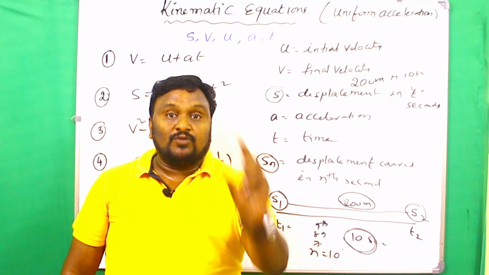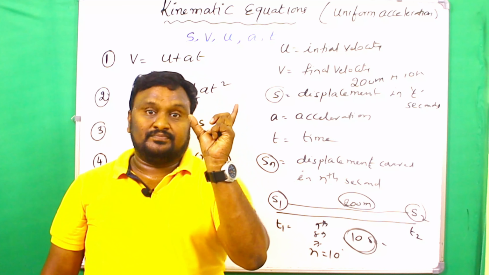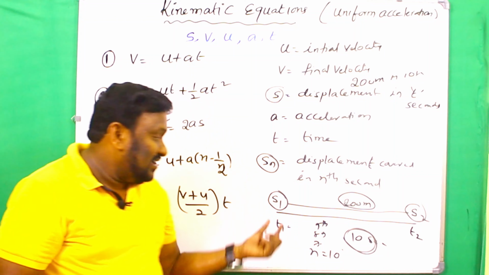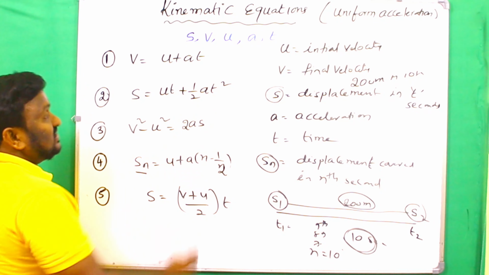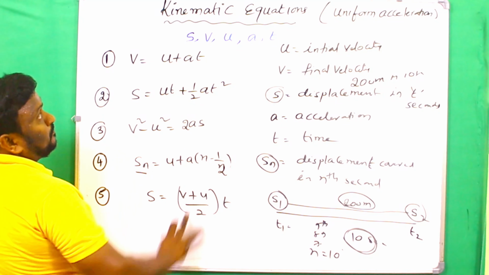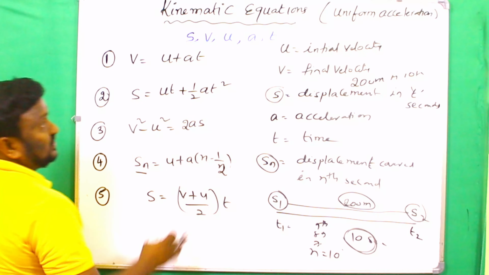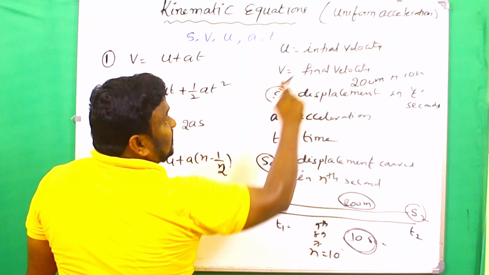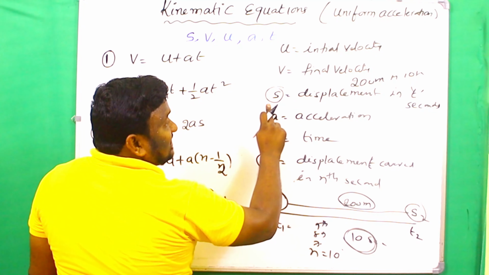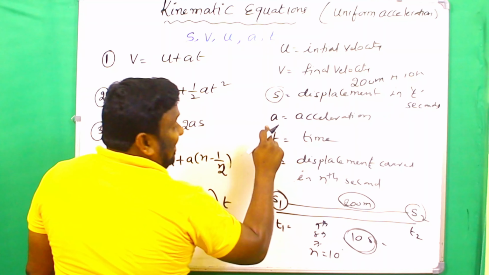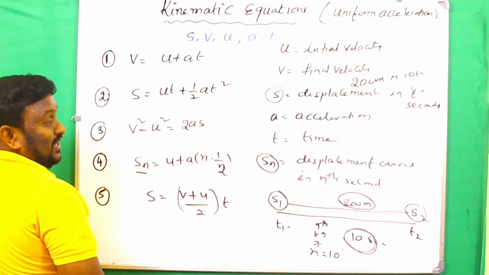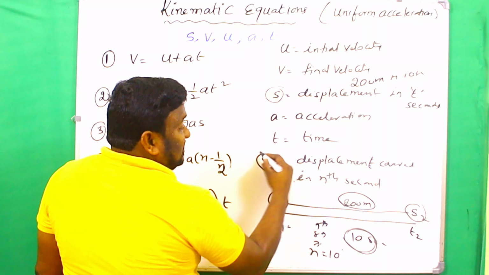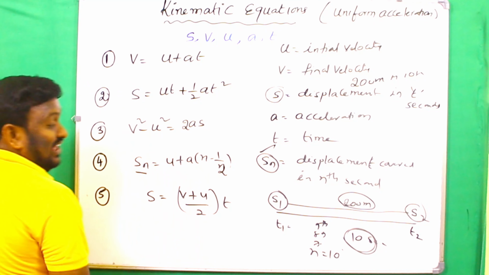The displacement covered in a particular 1 second, that is what? Sn. So these are the physical quantities or terms we use in the kinematic equations. See once again, u is the initial velocity, v is the final velocity, s is the displacement covered in t seconds, and a is the acceleration. What is the acceleration? Change in velocity with respect to time, and t is the time. Sn is what? Displacement covered in the nth second.